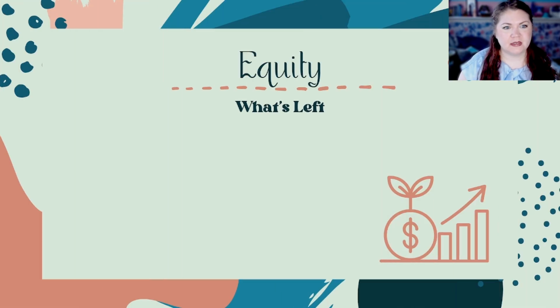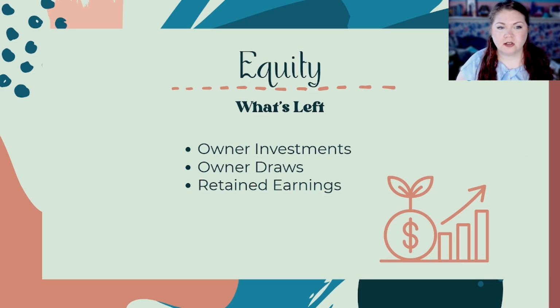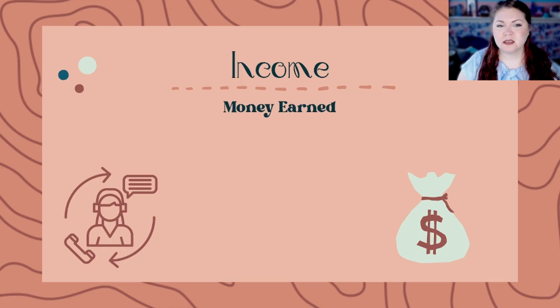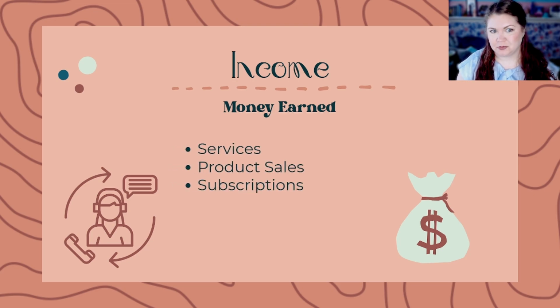Now, equity. This is what's left after the liabilities are subtracted from the assets. So think of it as owner investments, owner draws, and retained earnings. So this tells you the stake in your business. Now let's talk about income. This is the money that your business earns through whatever different facets your business does. Some examples are services, product sales, and subscriptions.